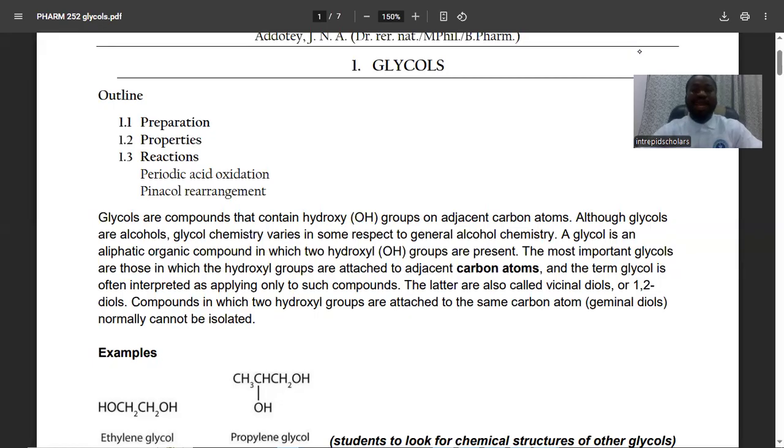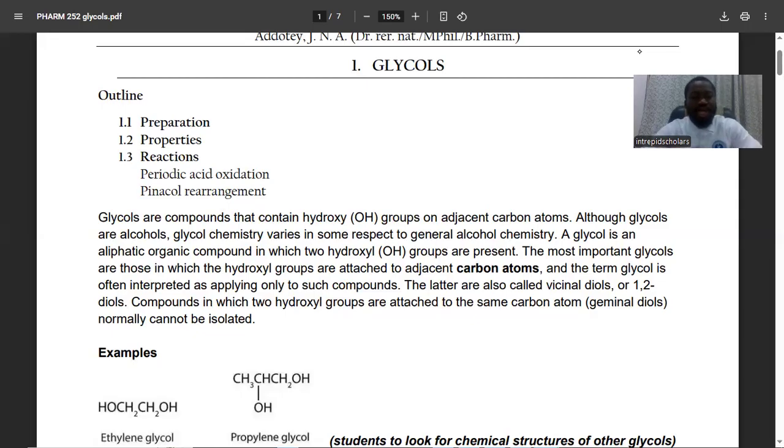Today we are talking about glycols in organic chemistry. We'll talk about the preparation of glycols, the properties of glycols, and the reactions glycols undergo. Now, this is a supplementary material, not an alternate material, right? So without much ado, let's just go in.